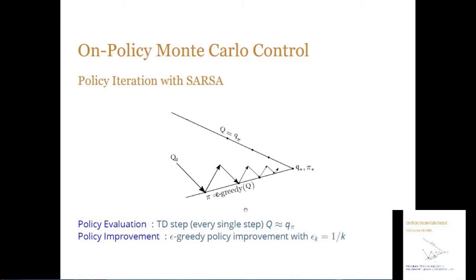You can see the difference between these Monte Carlo updates, where you update everything when you finish the episode, and these TD updates, where you update at each time step. And because we have an exploring policy that behaves in this way, in the limit of infinite exploration, we can guarantee that it converges to the optimal solution.